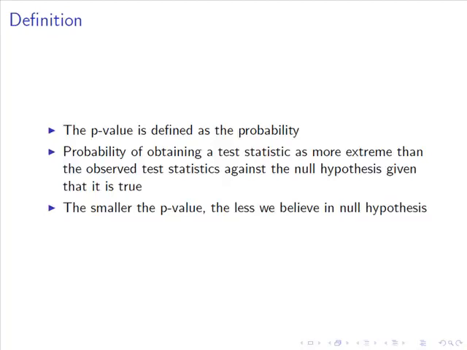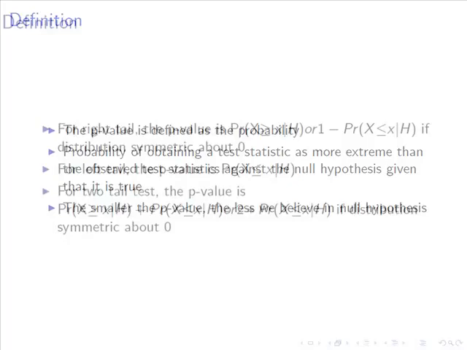Then let me talk about the definition of the p-value. The p-value is defined as the probability. It is the probability of obtaining a test statistic as extreme as or more extreme than the observed test statistic against the null hypothesis, given that it is true. The smaller the p-value, the less we believe in the null hypothesis.